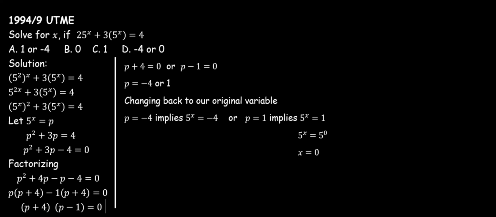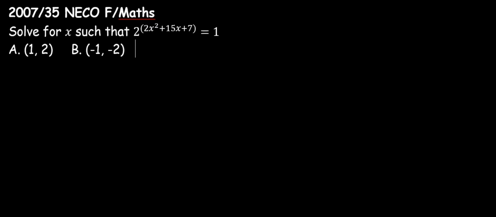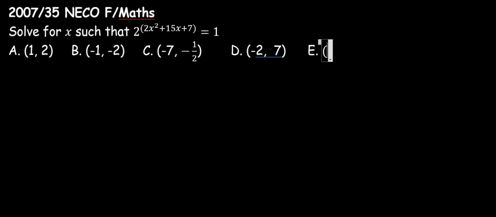Another example. Solve for x such that 2 raised to power (2x squared plus 15x plus 7) is equal to 1. The options are given. A, 1 comma 2. B, minus 1 comma minus 2. C, minus 7 comma minus 1 over 2. D, minus 2 comma 7. E, minus 7 comma 1 over 2.